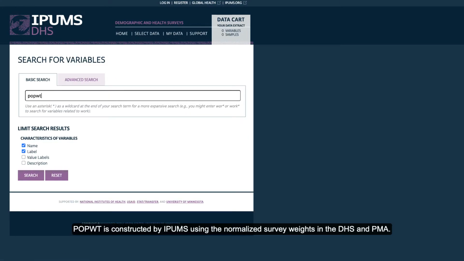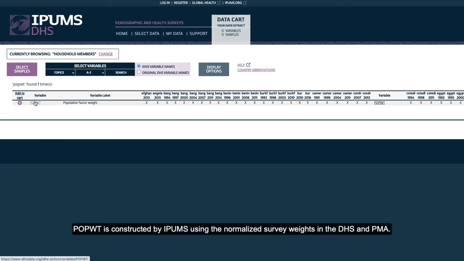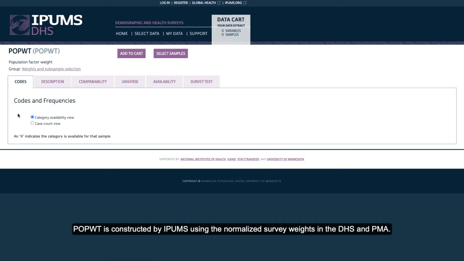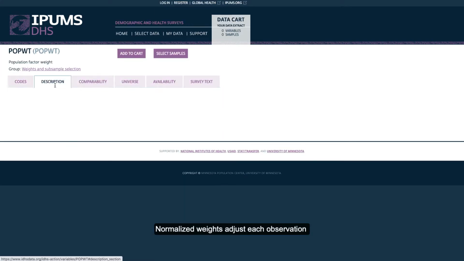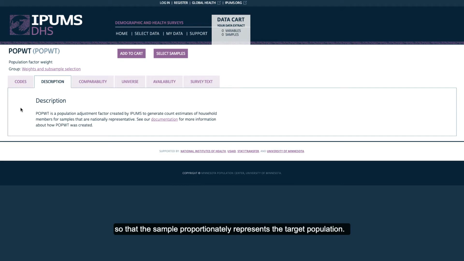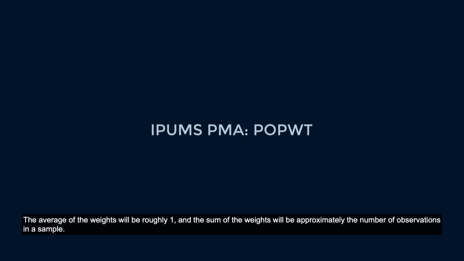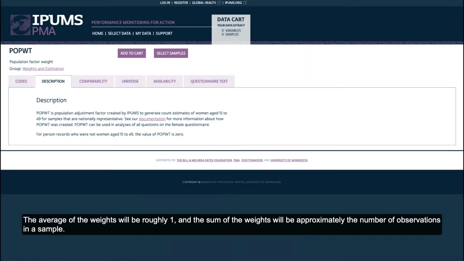POPWT is constructed by IPUMS using the normalized survey weights in the DHS and PMA. Normalized weights adjust each observation so that the sample proportionally represents the target population. The average of the weights will be roughly 1, and the sum of the weights will be approximately the number of observations in a sample.